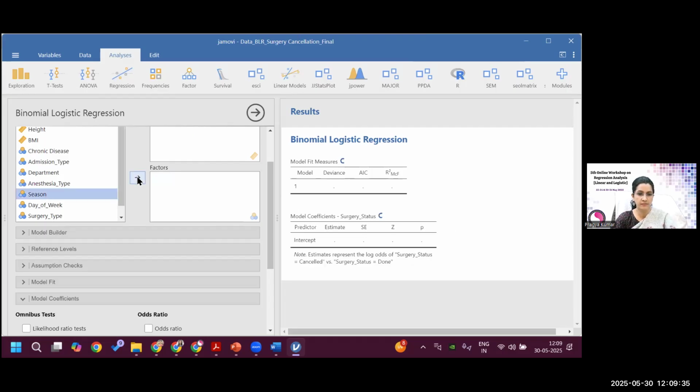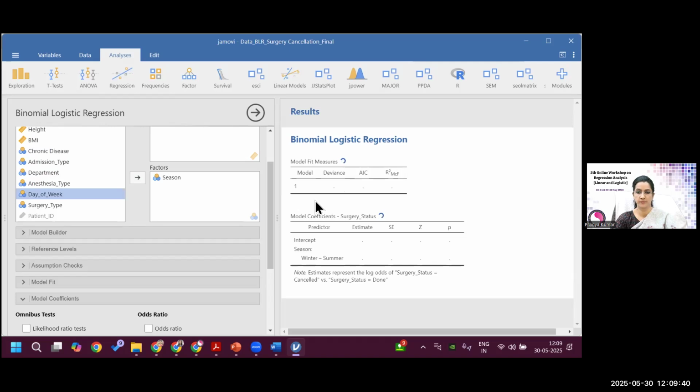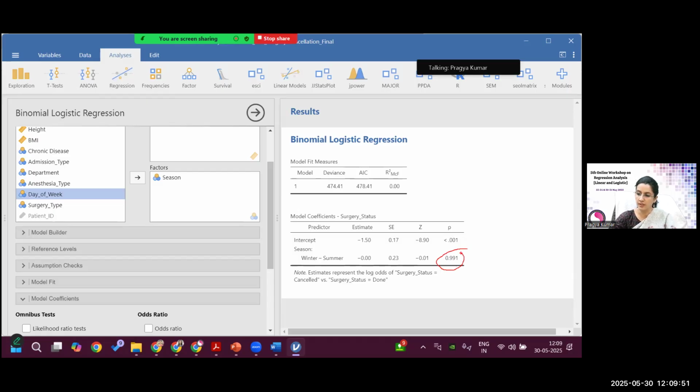Season. There were two seasons, summer and winter. So what is the value? It is 0.9. So I won't take that. So season, I won't take.